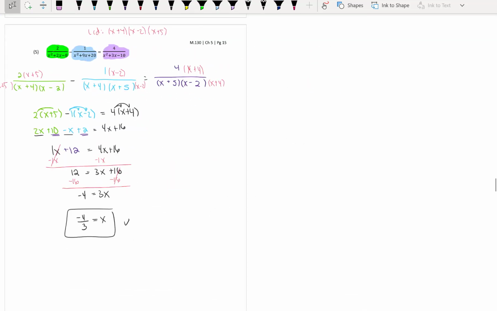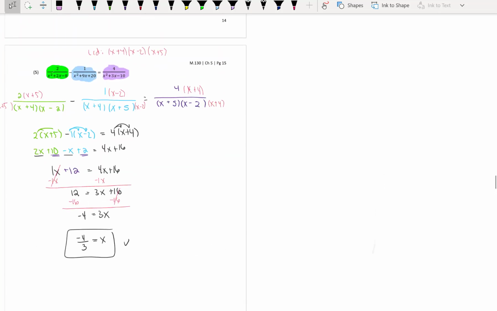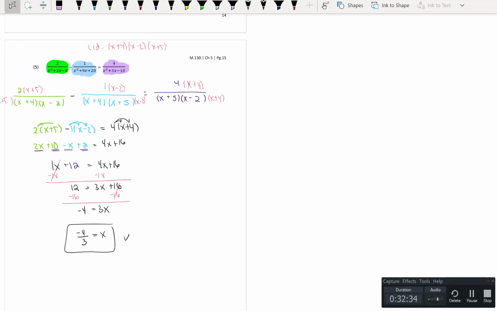And I know that that is a good answer because it does not give me a 0 when I plug it back into my least common denominator. So when I plug it into my LCD, none of my factors are going to give me 0. So that is going to be my answer. X is equal to a negative 4/3. And that is the end of this section.